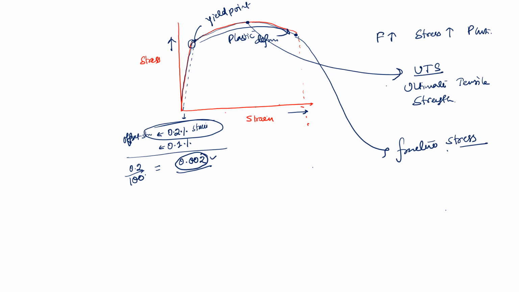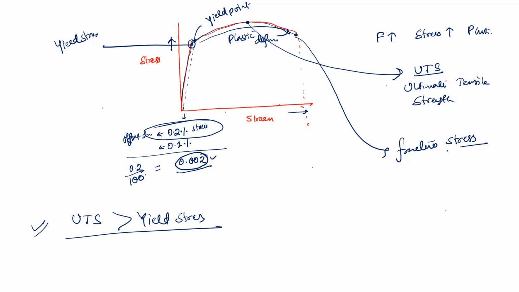Now the UTS is greater than this YS, that is the yield. The stress here is called the yield stress. So why is this UTS value greater than yield stress? Or is it completely true every time that UTS will always be greater than YS? Yes, UTS will always be greater than YS for a metallic material.